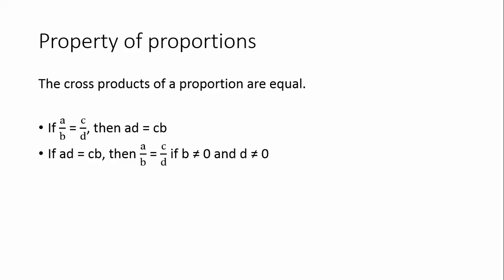So let's look at the property of proportions. The property of proportions states that the cross products of a proportion are equal. So if we have the proportion A over B equals C over D, then A times D, notice it's the multiplication of the numerator with the denominator across from it, is equal to C times B, again the numerator with the denominator across from it. And vice versa, if AD is equal to CB, then A over B would equal C over D. In this case, we just need to make sure we state that B and D cannot be 0.